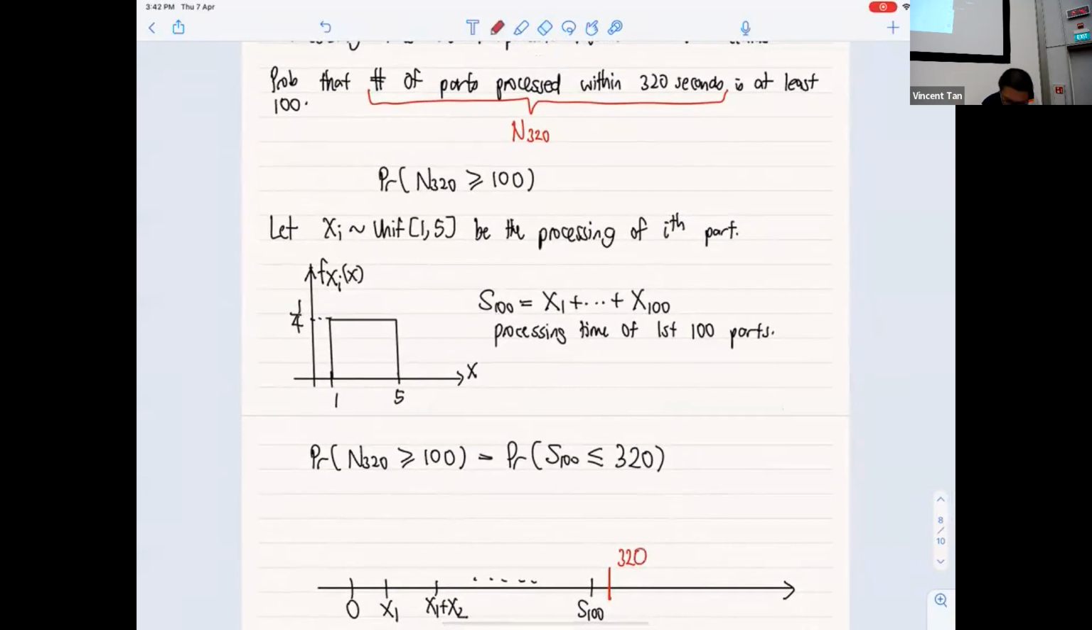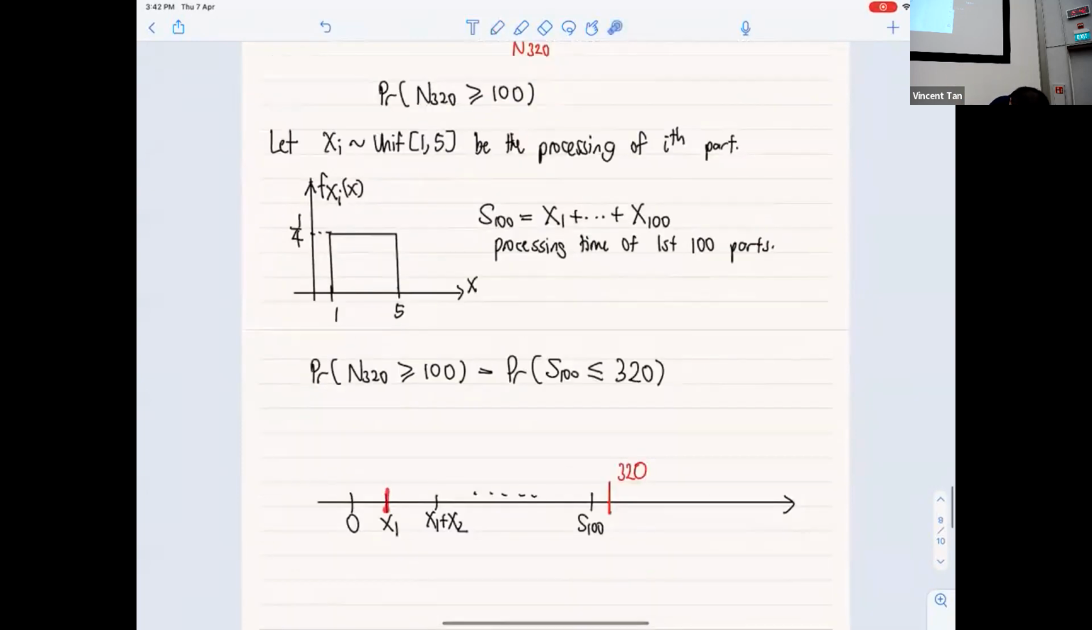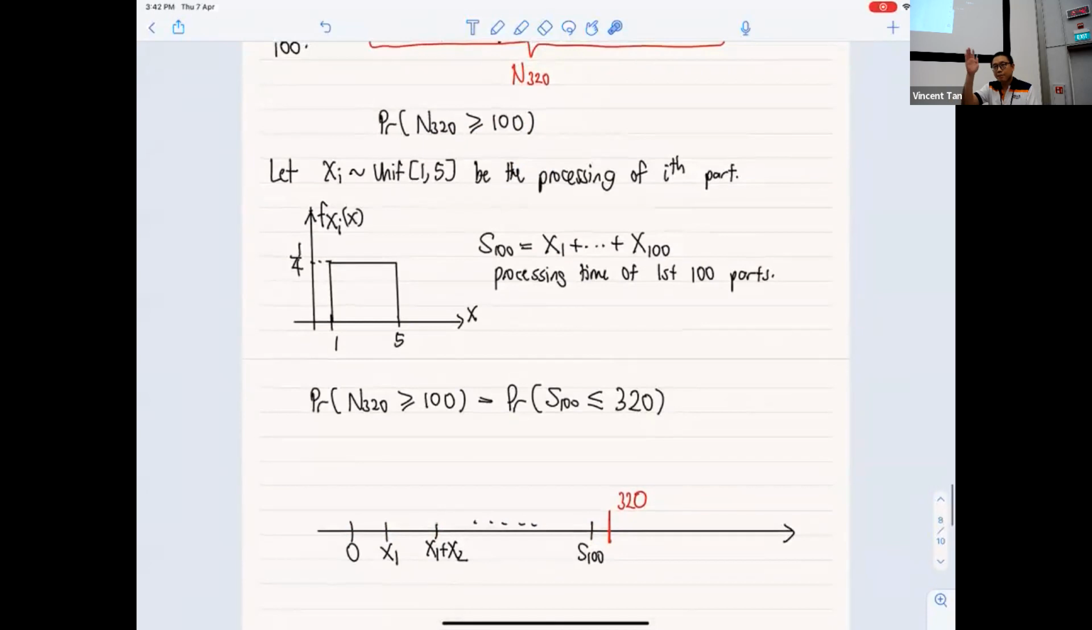So 320 seconds is here. This is the time we took to process the first part. This is the time we took to process the first and the second parts. This is the time we took to process the first 100 parts. If this comes before 320, what can we say? At time 320, we process at least 100 parts. Because by definition of S100, we have already processed 100 parts here.